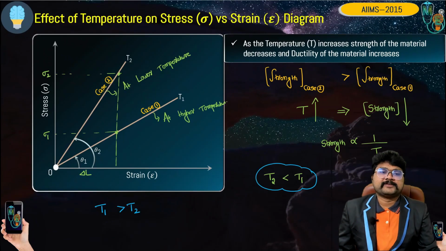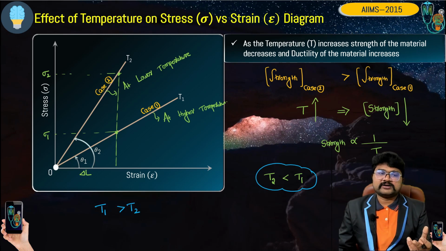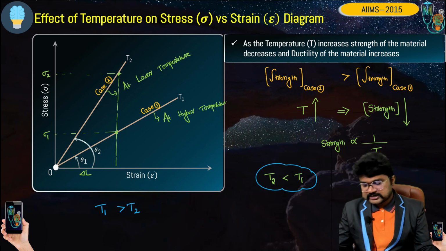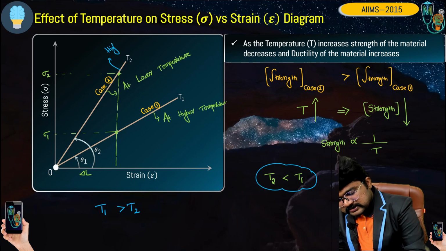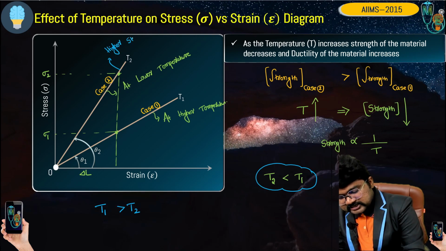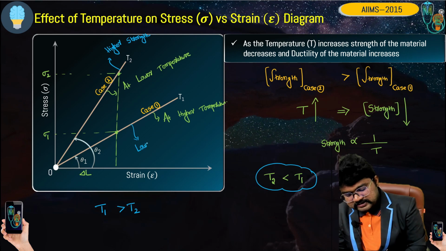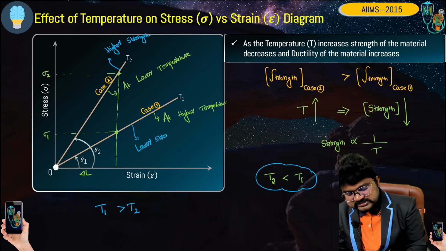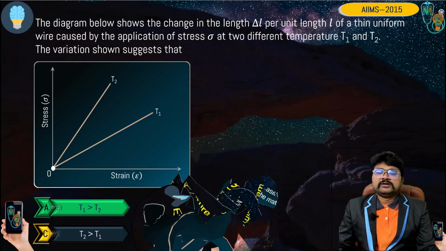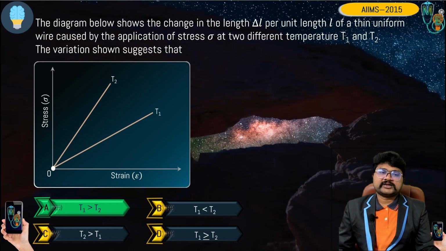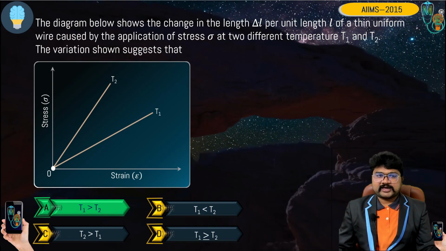Are you following now? This part is clear. You will get more strength at lower temperature. Okay? So here I can write higher strength. Here lower strength. Okay? Strength will be lower at higher temperature. Yeah, what is the answer to this question? T1 greater than T2.